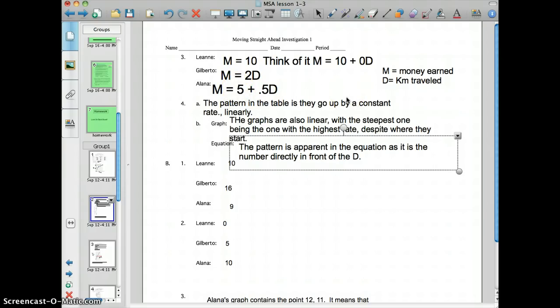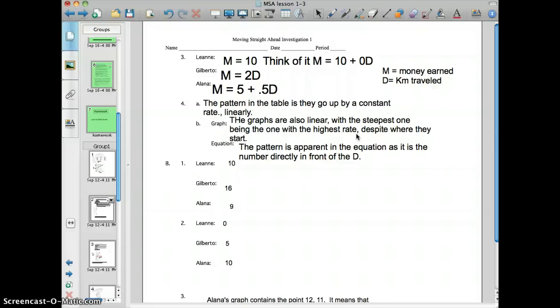So we ask ourselves, what pattern of change for each pledge plan do you observe in the table? Well, with the table, the pattern in the table is they go up by a constant rate, or linear. Notice with Leanne, she doesn't change, so hers is constantly not changing. But with Gilberto, his is going up by $2, and then Alana is going up by 50 cents. The graphs are also linear, with the steepest one being the one with the highest rate, despite where they start. So if you look at Gilberto, his is the steepest line. It's going up pretty fast, whereas Leanne is completely flat, and Alana's in between.